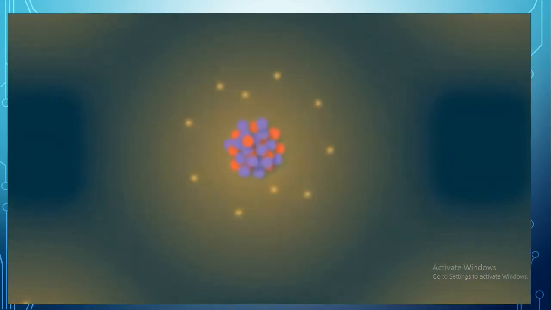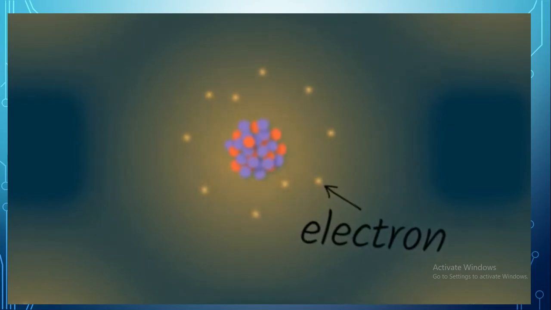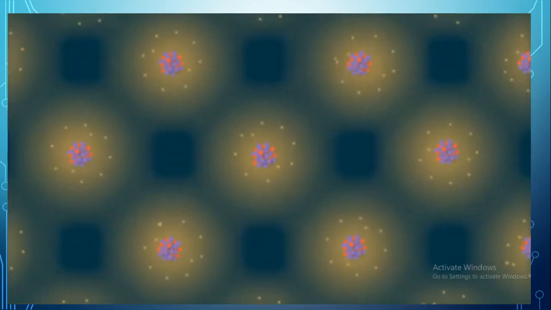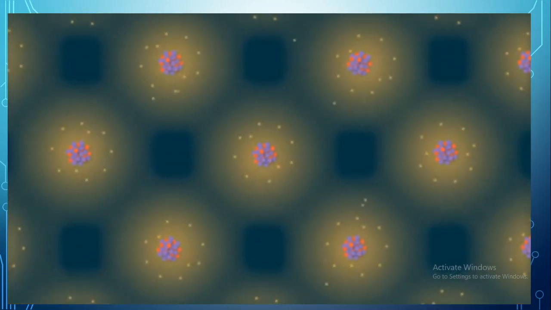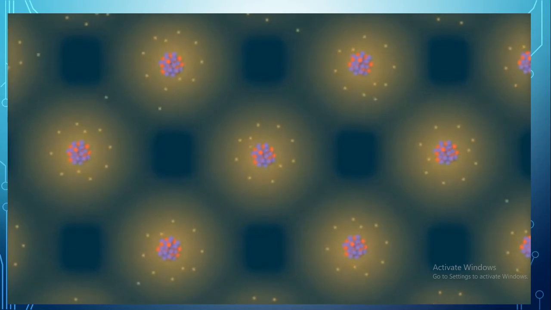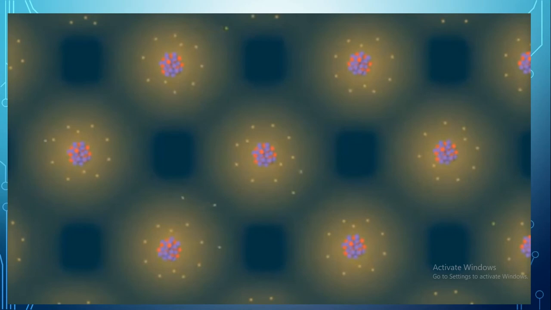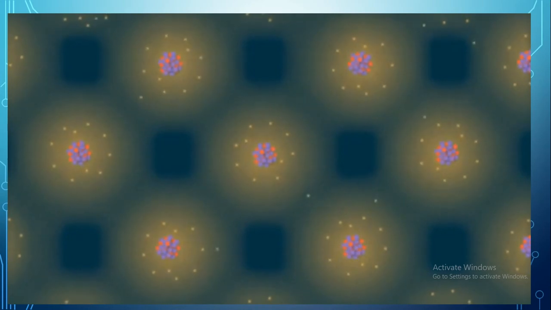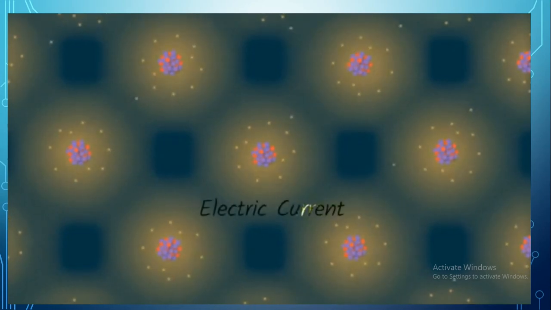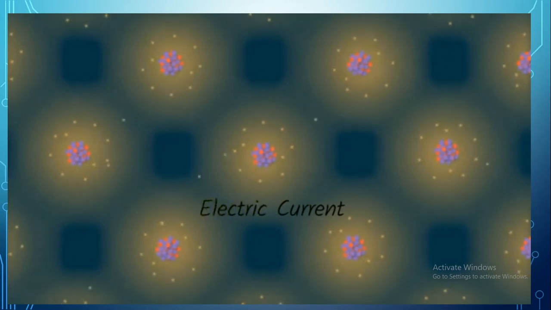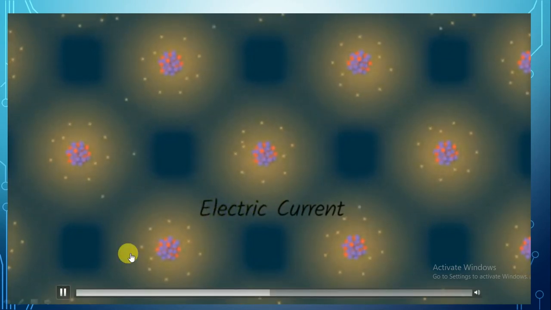Atoms have a couple of different parts, and a really important part of an atom is called an electron. Not all atoms have the same number of electrons. The number of electrons in an atom can change because electrons can move between atoms. Electricity is the movement, or flow of electrons from one atom to another. This flow of electrons is called current, electric current. Electrons can move in all materials, but they can move through some materials better than others.